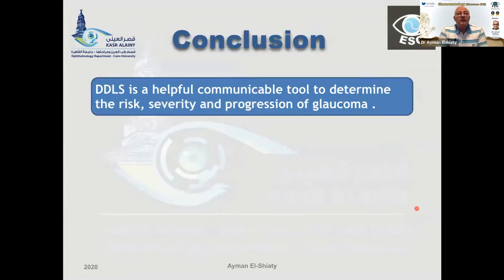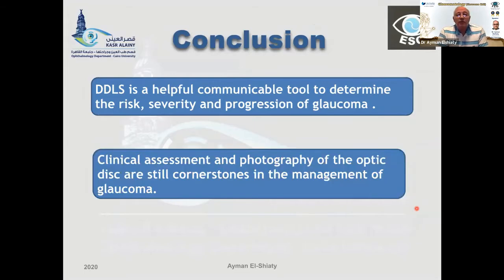So the take-home message is that the disc damage likelihood scale is a helpful, communicable tool to determine the risk, severity, and progression of glaucoma. Clinical assessment and photography of the optic discs are still cornerstones in the management of glaucoma. They are very important to assess the disc clinically before jumping into investigations. And thank you very much.